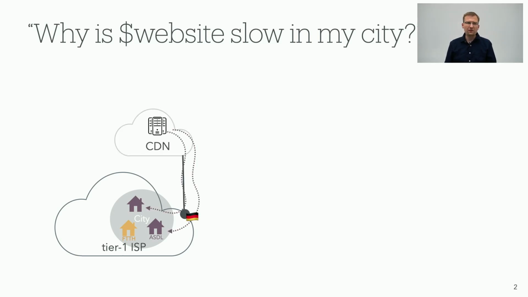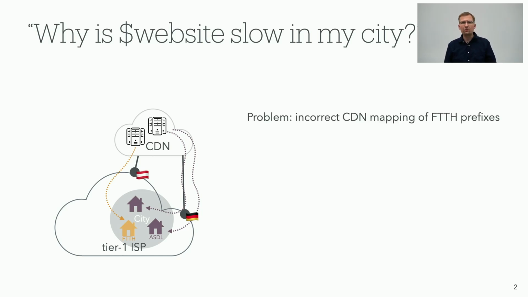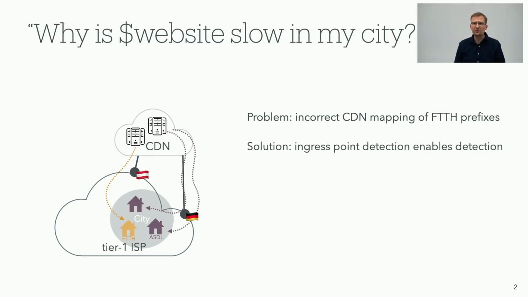And here the reason was that the concerned website was served by a CDN, and the CDN was serving the ADSL users from a nearby data center. However, the fiber to the home users were served by the CDN from a data center far away in a different country. And obviously what we're observing here is a problem of incorrect CDN mapping of fiber to the home prefixes. And ingress point detection was the tool that enables the ISP to detect such kinds of performance problems.